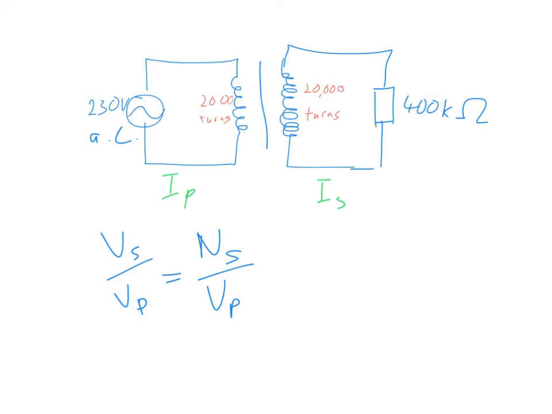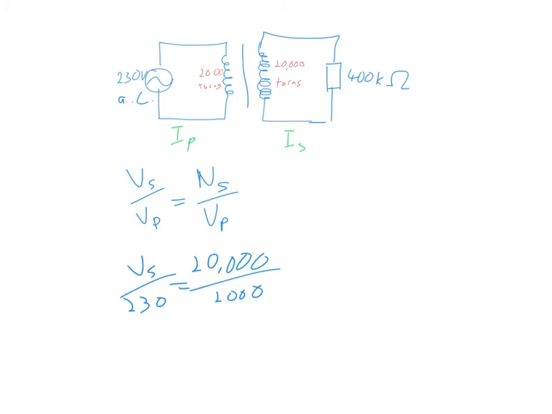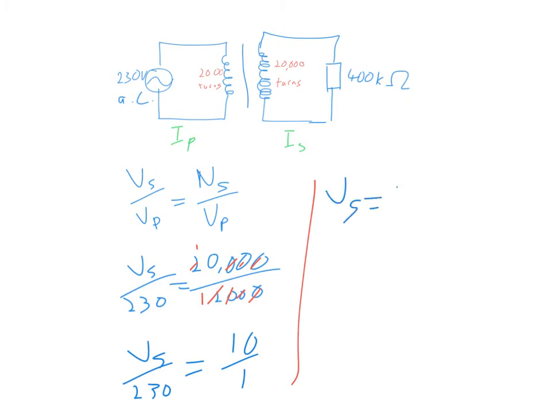This will give us the following answer. So we fill it in, we get this. 20,000 divided by 2,000 actually simplifies to 10 over 1. So again, we can cross multiply. Secondary voltage times 1 is just the secondary voltage. 230 times 10 is 2300, or 2300 volts.